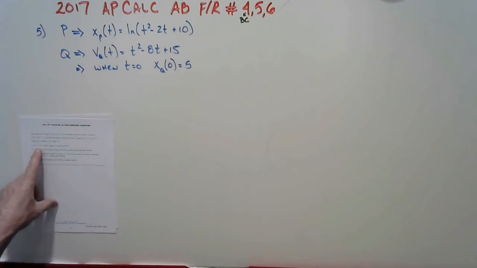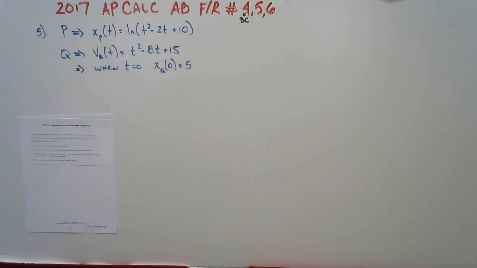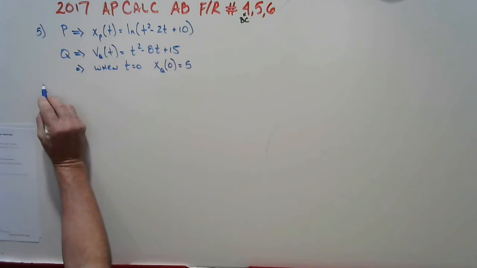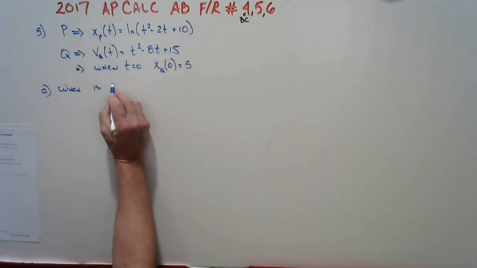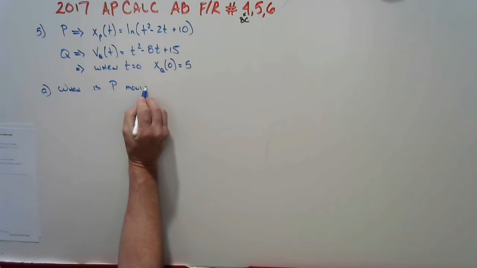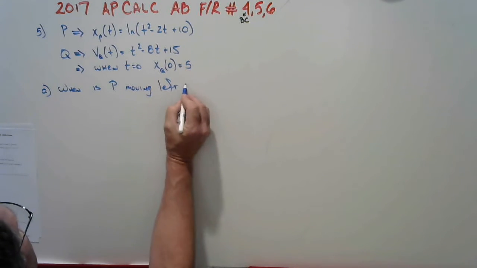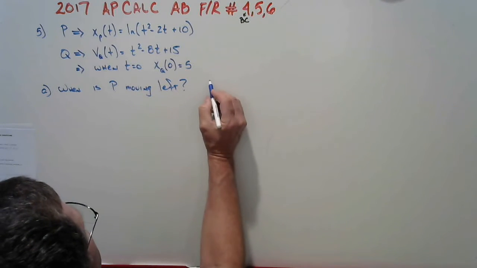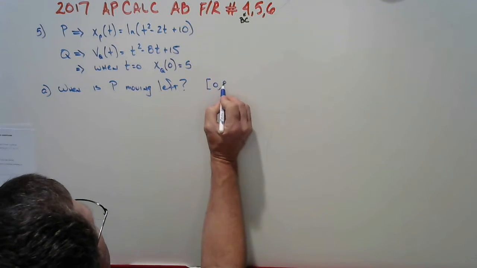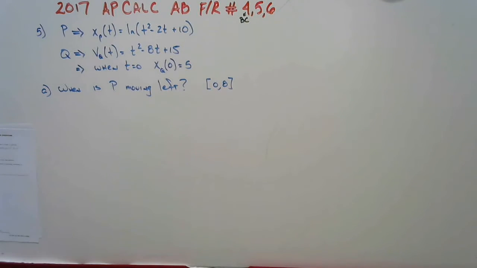Now it says in part A, when is particle P moving to the left? All right, so here's part A. When is P moving left? Now remember, this is on the interval 0 to 8, right? Because that's all we know. This is all true between 0 and 8 up here. So when is particle P moving to the left? That's what they want to know.